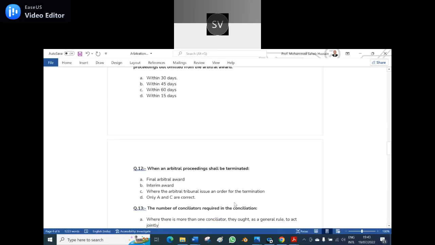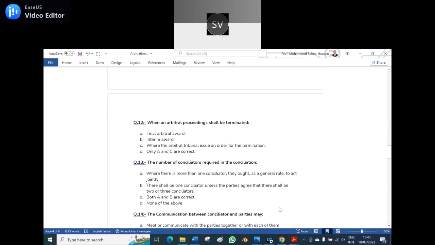The next question. When shall an arbitral proceeding be terminated? Option A, final arbitral award. Option B, interim award. Option C, where the arbitral tribunal issues an order for the termination. Option D, only A and C are correct. Option D, only A and C are correct. Yes, the final arbitral award or when the arbitral tribunal issues an order for the termination. Then only it can be terminated.